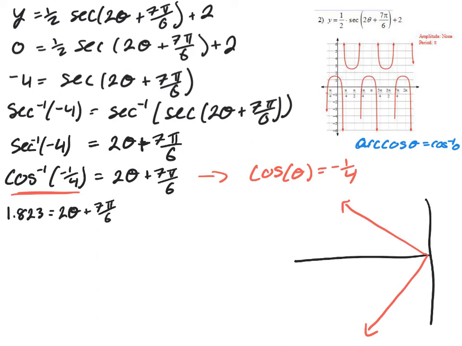This gets a little nasty. So if we're thinking about that, that basically means this angle right here. So this is a decimal approximation of some value with pi.